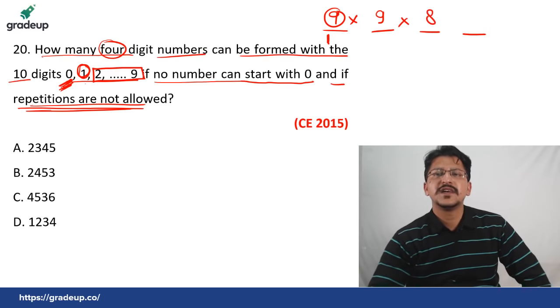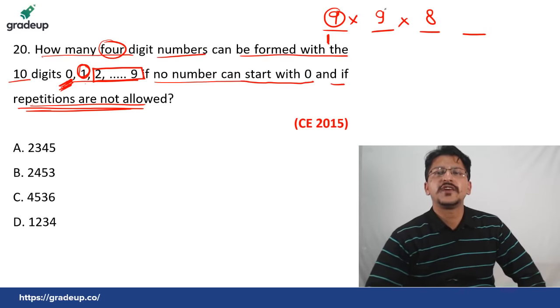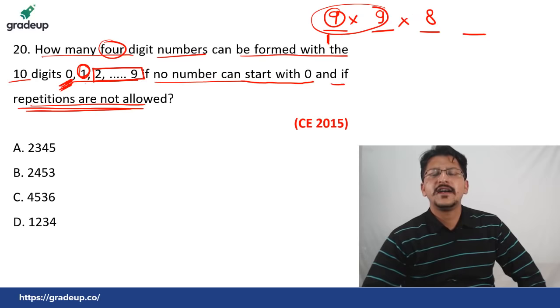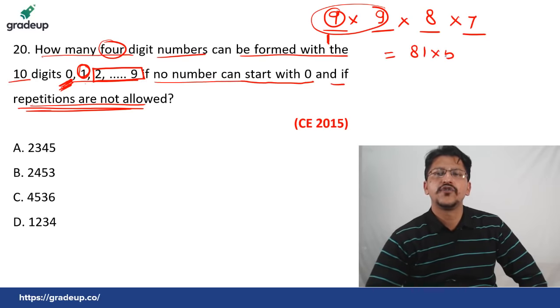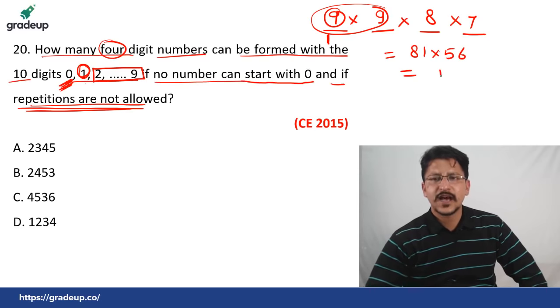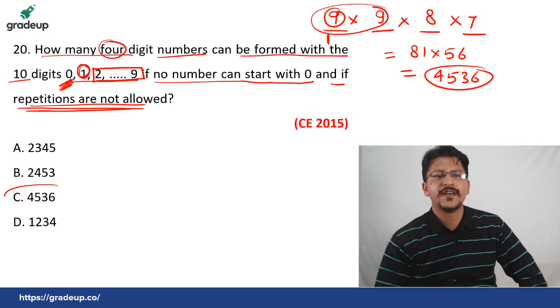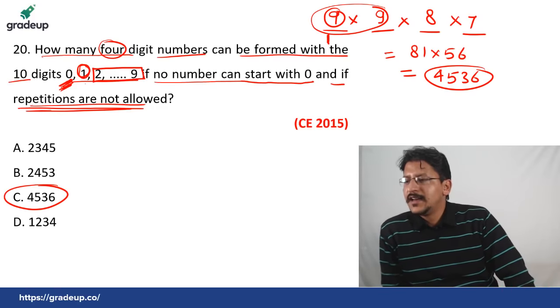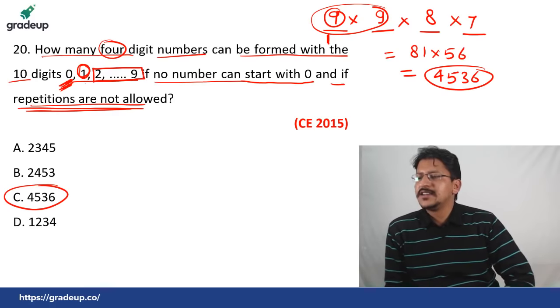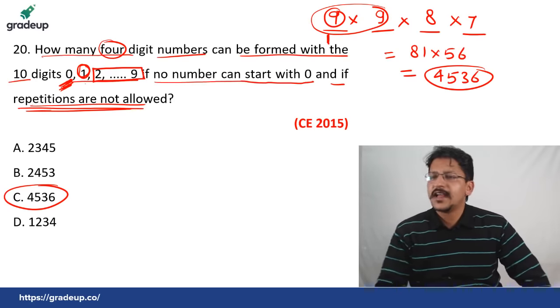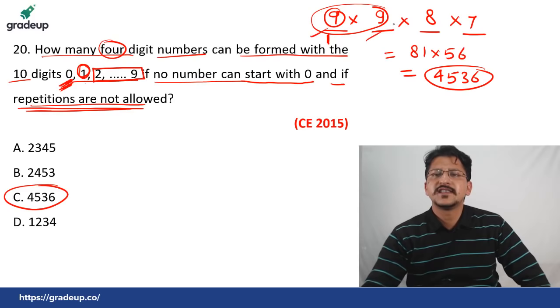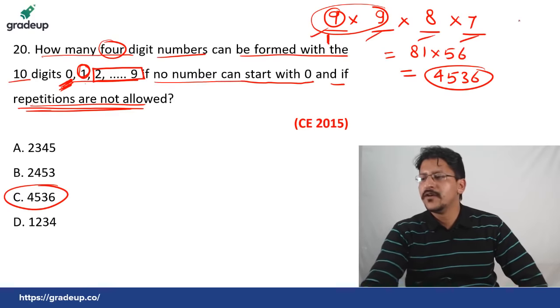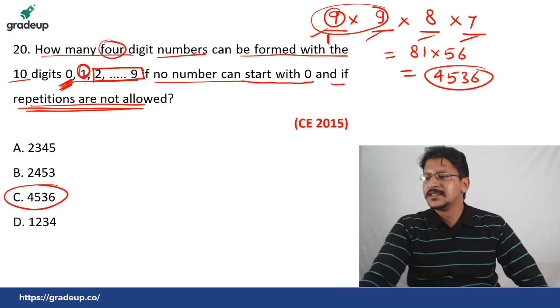Then in this place, the remaining 8, because out of 10, 2 we have used, and 7 here. So this will give you 81 into 56. This will give you the answer as 4536. These are the total number of ways by which this can be written. Not 10, 9, 8, 7, it is 9, 9, 8, 7: 9 in first, 9 in second, 8 in third and 7 in fourth. The answer is C. Yes.